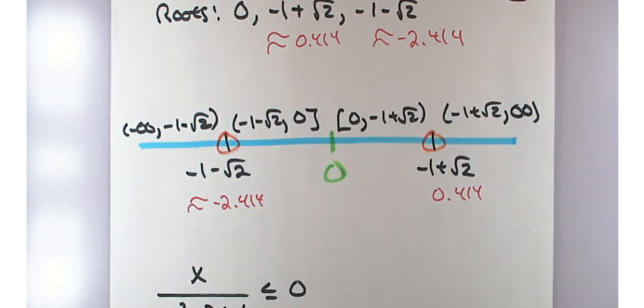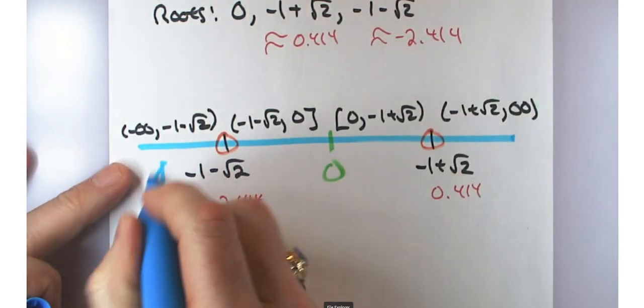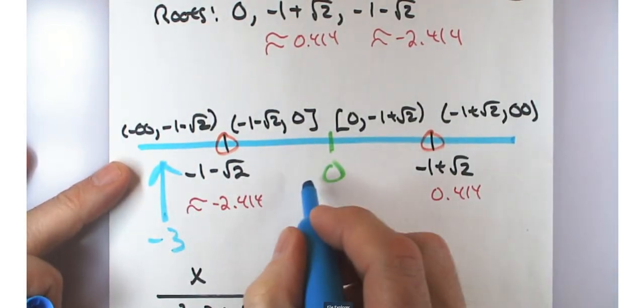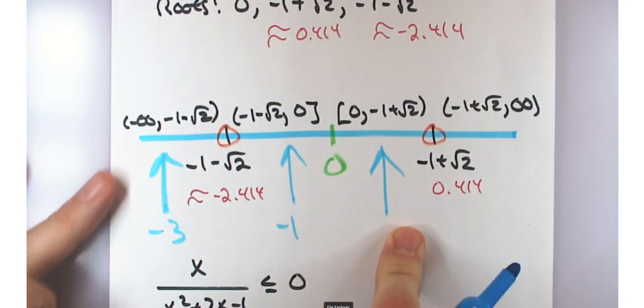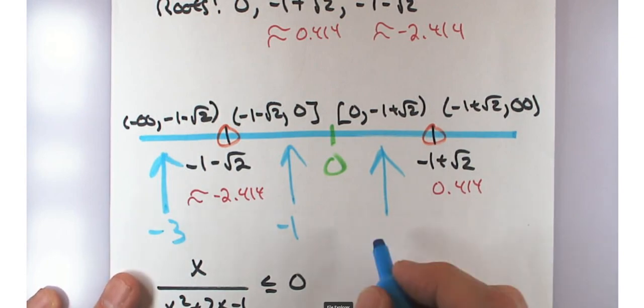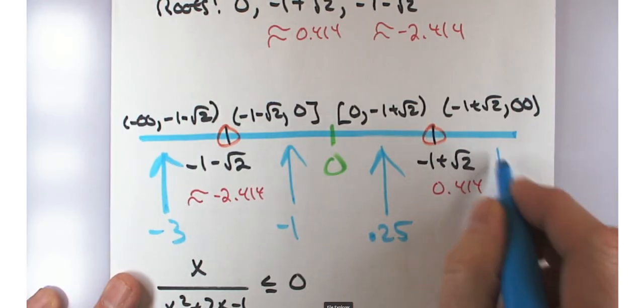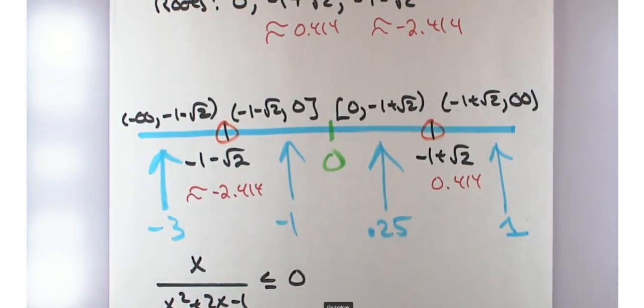Now we're going to need to do our test points. So that's why you put in these numerical approximations. Some good test points, I don't know, probably negative 3, negative 1. This one we've got to be a little bit creative, don't we? What's between 0 and 0.414? Yeah, 0.25, sure. And finally, maybe a 1 would work there, a 1 or a 2, whatever you're comfortable with. So those would be our test points.